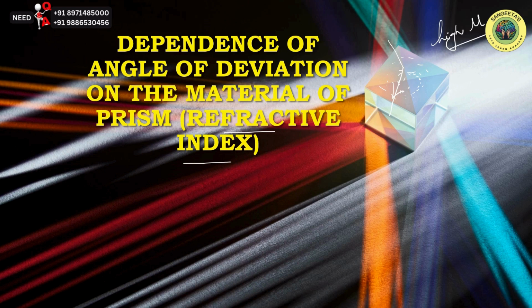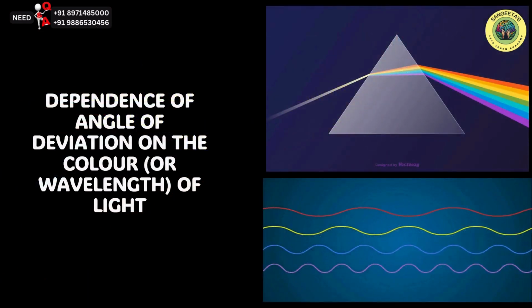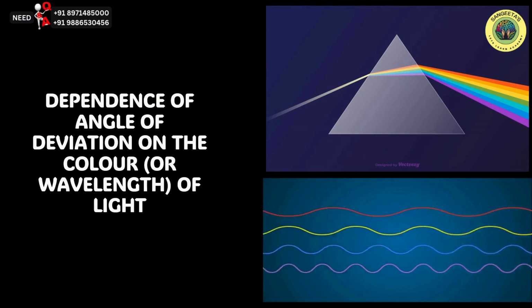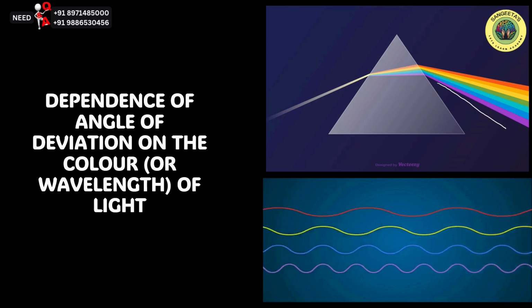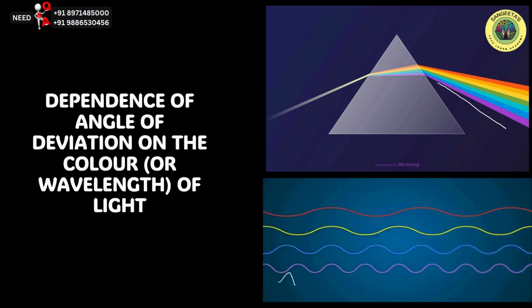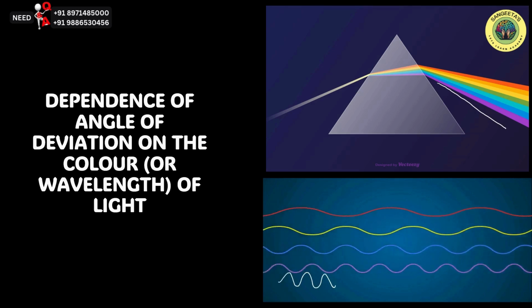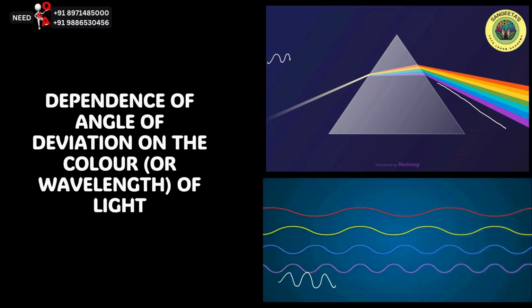So now we'll get to know how the angle of deviation depends on the refractive index. We learned earlier that violet is the most deviated. And violet, you should know, has the least wavelength. That means the least wavelength is the most deviated.